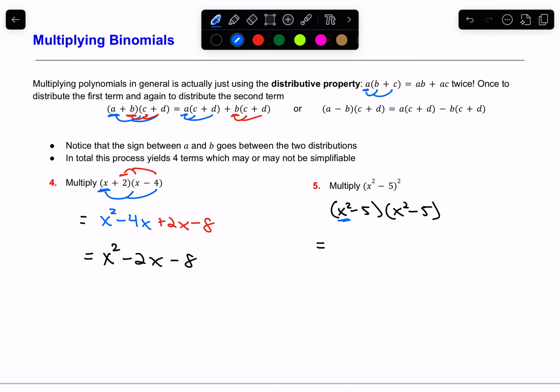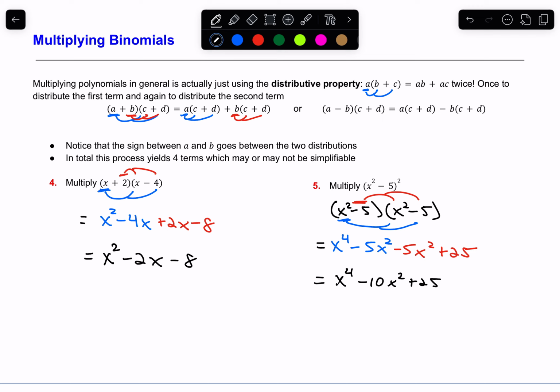I'm going to take x squared in the front and multiply it by x squared and minus 5. X squared times x squared is x to the fourth. X squared times negative 5 is negative 5x squared. And I'm going to do the same thing now with the negative 5. I'll distribute it to the x squared and to the other minus 5. Negative 5 times x squared is negative 5x squared. And negative 5 times negative 5 creates a positive 25. When I combine like terms in the middle, I have x to the fourth minus 10x squared plus 25, where it was just those two middle negative 5x squareds that went together to give me negative 10x squared.